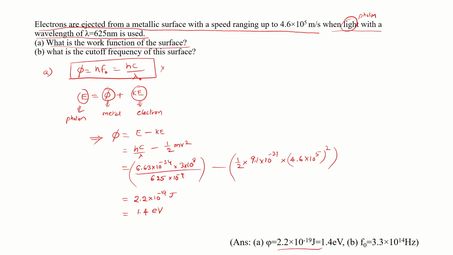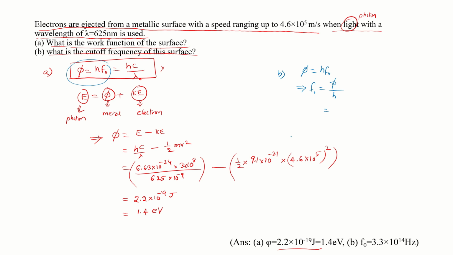Next one, what is the cutoff frequency of this metal surface? Okay, so the B bit. Cutoff frequency means, now we will use this formula. Work function equal to hf naught. Therefore the cutoff frequency or the threshold frequency equal to work function divided by h.